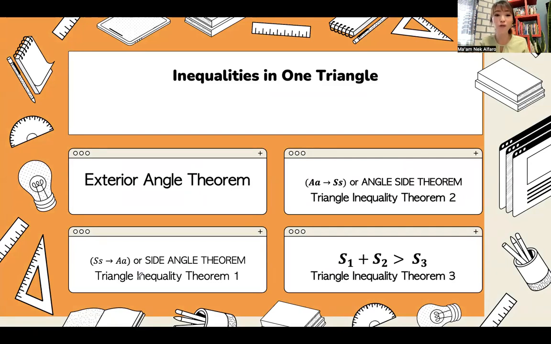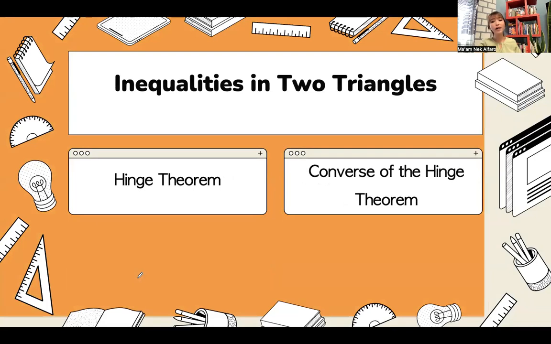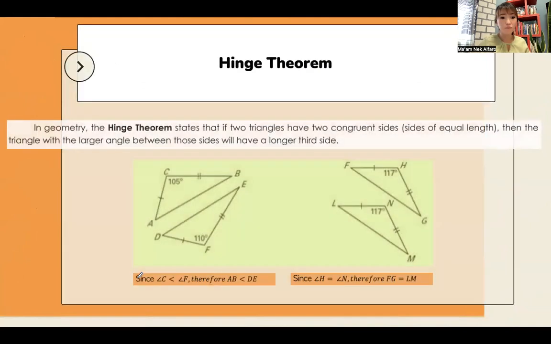Now let us move on with the inequalities in two triangles. We only have two. All right. The hinge theorem and the converse of the hinge theorem. Let us talk about the first one.